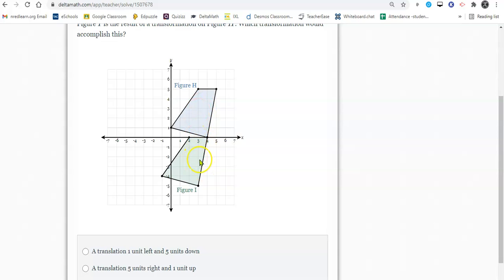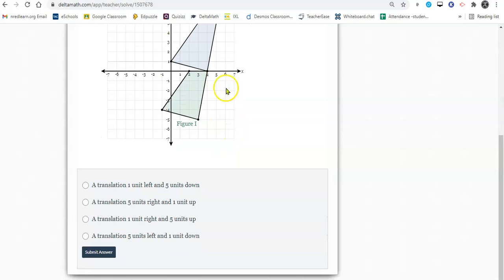Now, both of these shapes are facing the same direction. See this short line at the top? The short line is still at the top. So this is definitely a sliding because they're facing the same direction. So this is definitely a translation. The question is, how does blue get to green? Does it go 1 to the left? Does it go 5 to the right? Does it go 1 to the right?